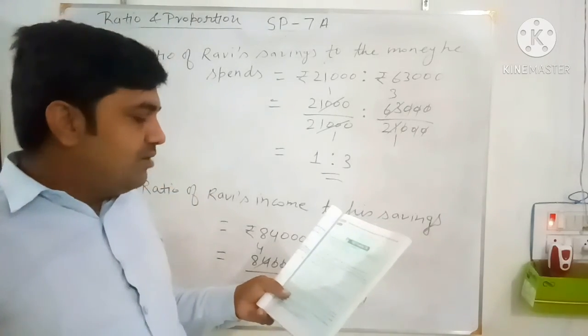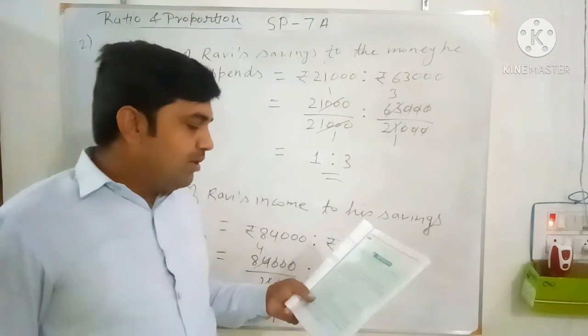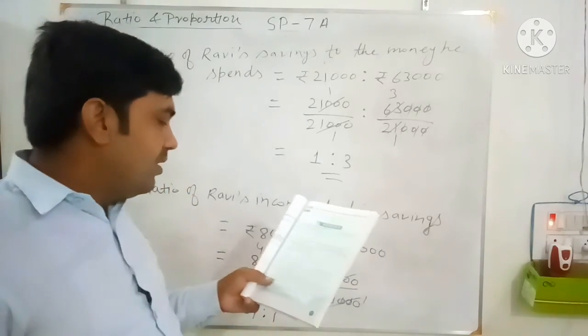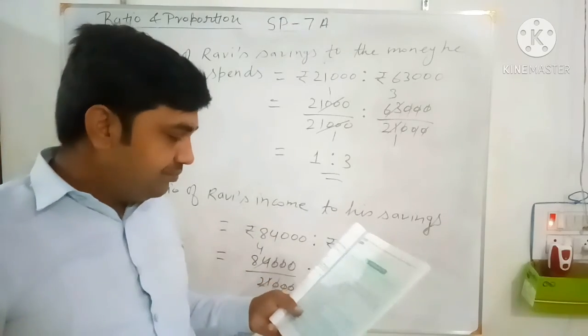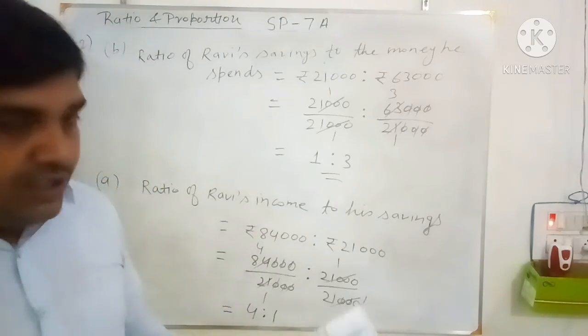Third one is the number of boys to the number of students. Yes, we have the number of boys, so now you can find the ratio of the number of boys to the number of students. Like this you have to do. So this is all for today, students.